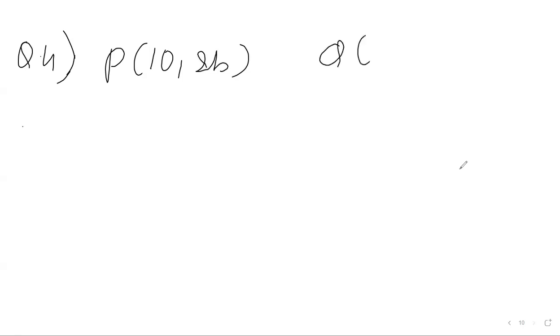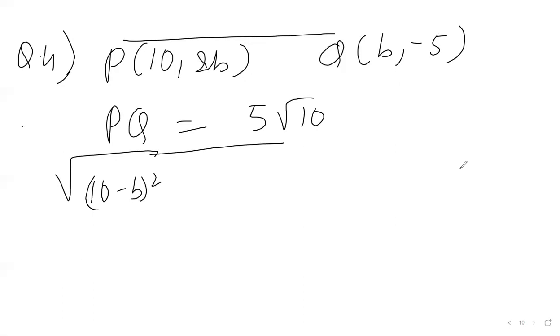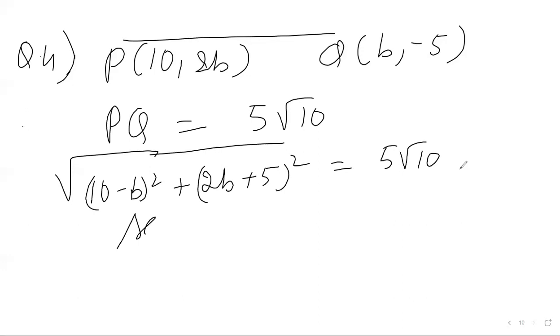Question 4 we are doing. The distance between two points P (10, 2b) and Q (b, -5) is 5 root 10. So we have PQ equals 5 root 10 units. So PQ is root of 10 minus b whole square plus 2b plus 5 whole square equals 5 root 10. Squaring both sides.